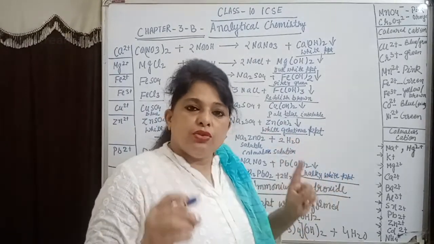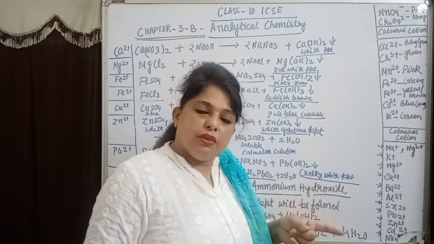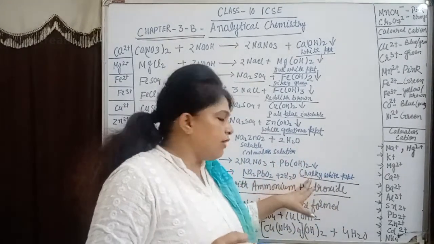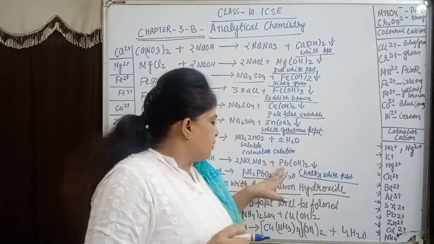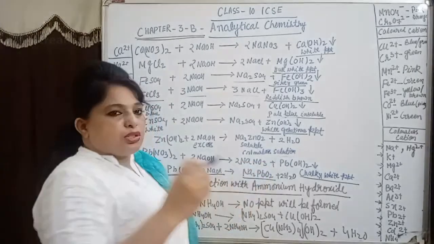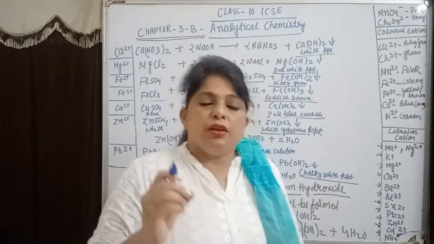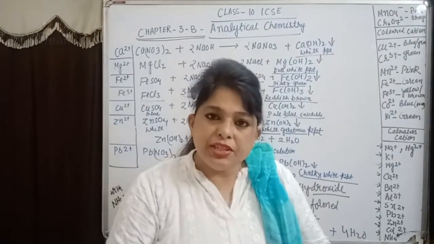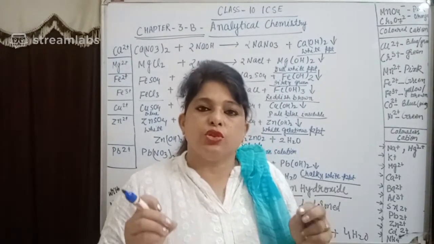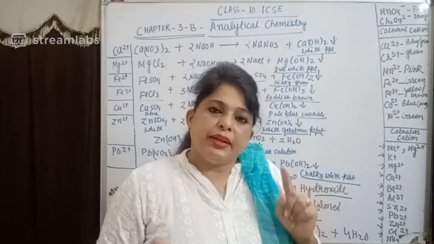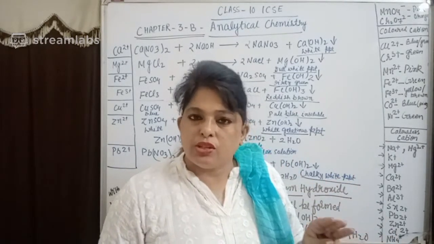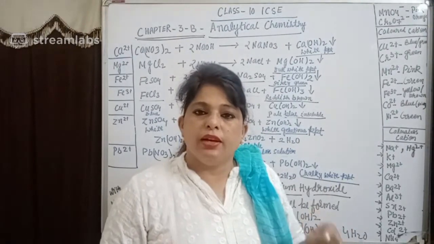How come? When you take lead nitrate, which is soluble, and add sodium hydroxide to it, you will get a chalky white precipitate of Pb(OH)2. What will the other salt be? Sodium nitrate is a soluble salt. Please remember one thing: potassium, sodium, ammonium salts are always soluble salts. So whenever potassium, sodium and ammonium form a salt, these salts will always be soluble in water.